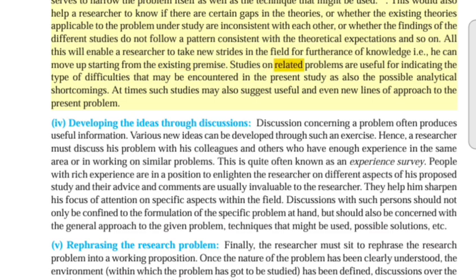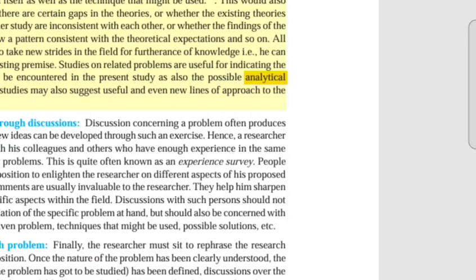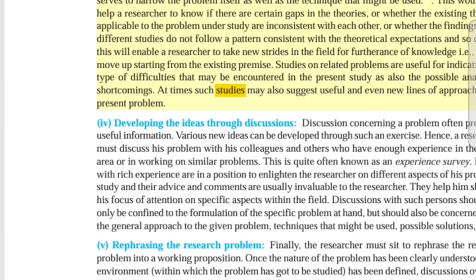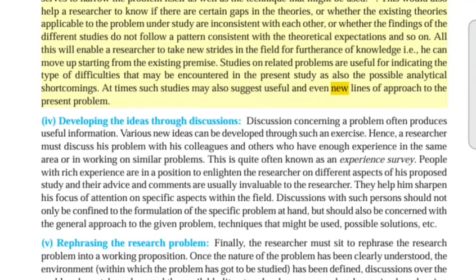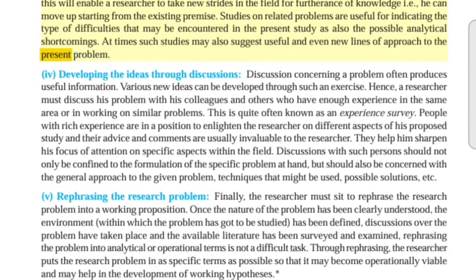Studies on related problems are useful for indicating the type of difficulties that may be encountered in the present study, as also the possible analytical shortcomings. At times such studies may also suggest useful and even new lines of approach to the present problem.